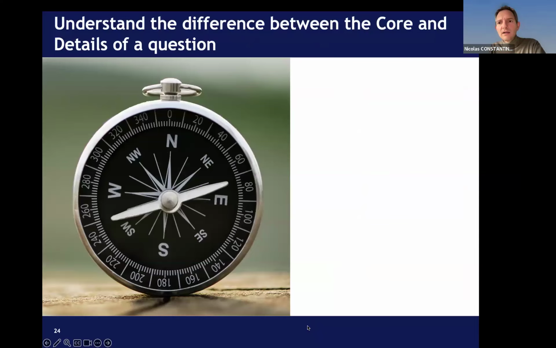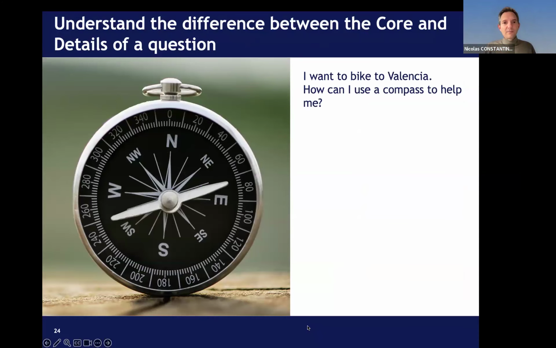So imagine we are, I don't know how well you guys know the geography of Spain, but imagine that we are right now in Barcelona, which is in the northeast part of Spain. And somebody says, I want to bike to Valencia. How can I use a compass to help me? Okay. And somebody else who is also in Barcelona says, I want to bike to Bilbao. How can I use a compass to help me?